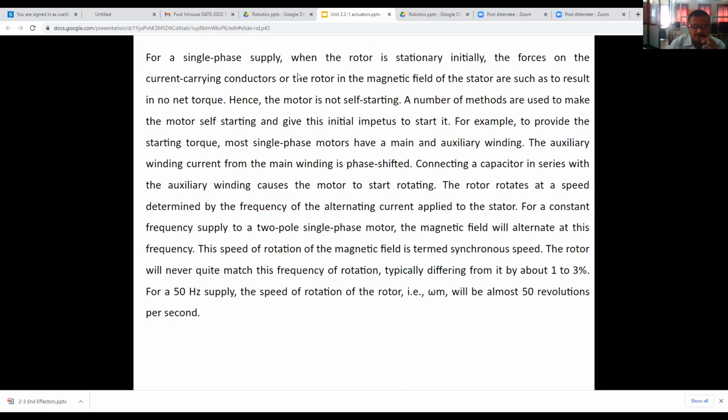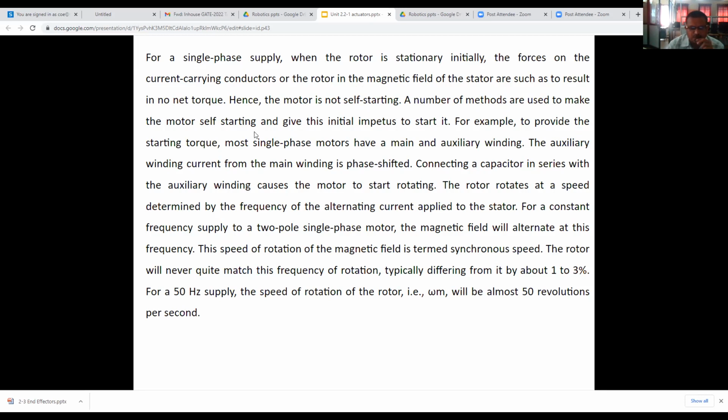For a single phase supply, when the rotor is stationary initially, the forces on the current carrying conductors of the rotor in the magnetic field of the stator are such as to result in no net torque. Hence, the motor is not self-starting. A number of methods are used to make the motor self-starting and give this initial impetus to start it.